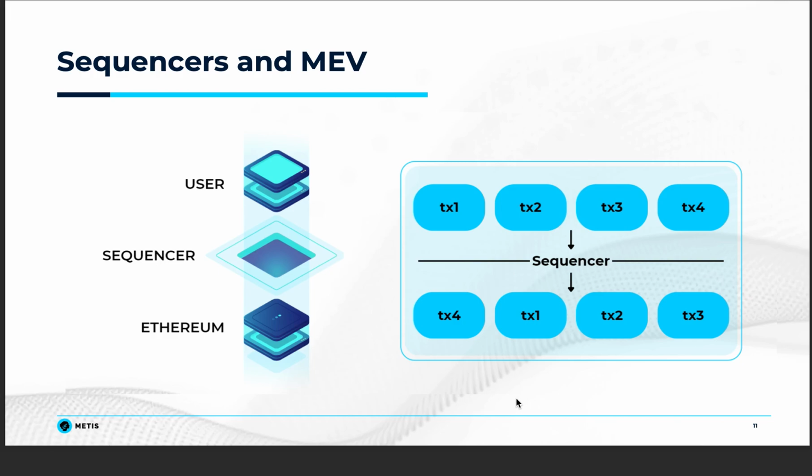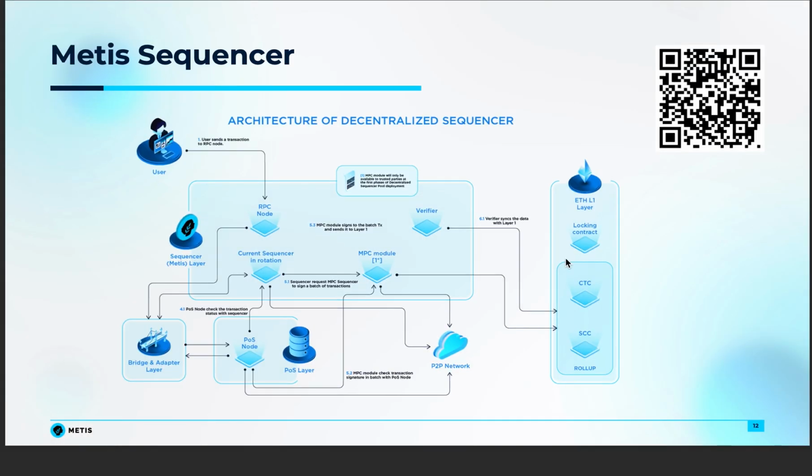Now, sequencers in layer 2 have similar powers to miners in layer 1, in the sense that sequencers can select which transactions to include first in a batch. On this slide, we have a batch of transactions 1 to 4, and the sequencer has reordered the sequence of the transactions in that batch. Now, transaction 4 is coming first, ahead of transactions 1, 2, and 3. So that is how sequencers are related to MEV.